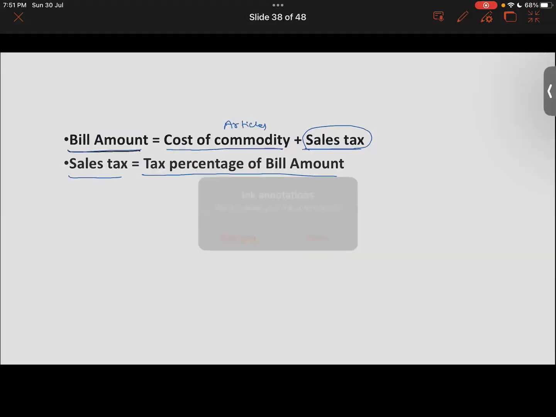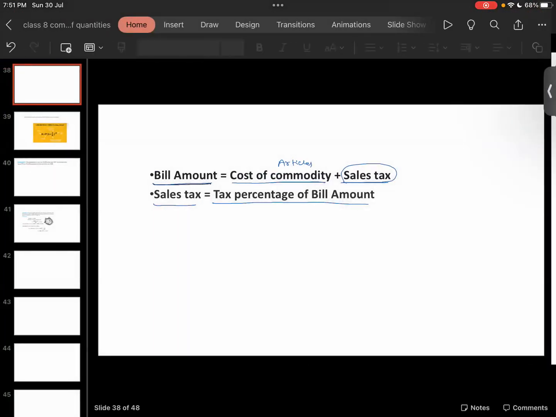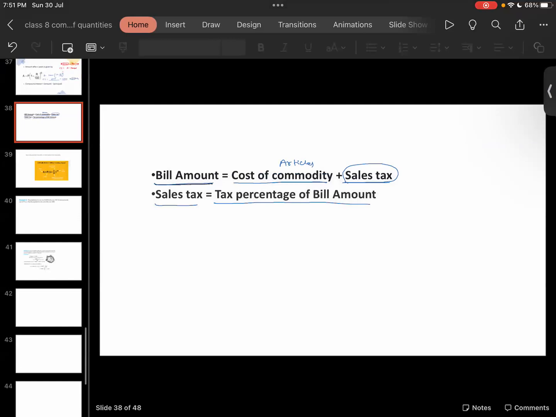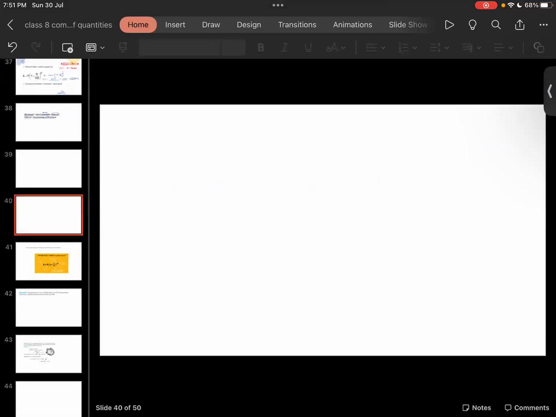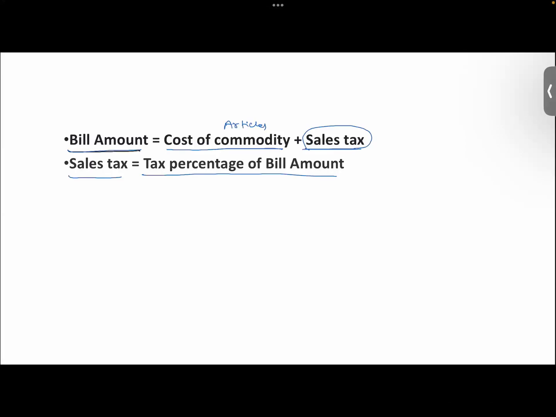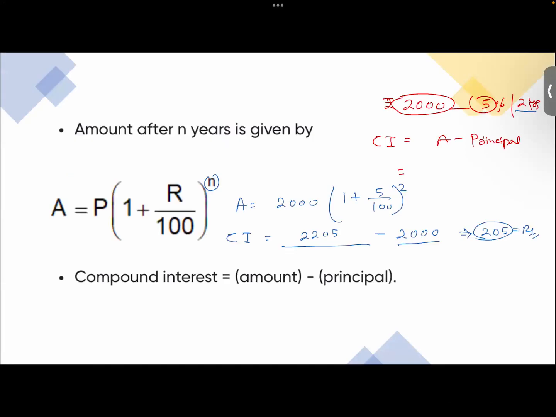Let me add one more page here because the page isn't sufficient. So far we were talking about the amount when the rate of interest was the same for the years. For example, here the time period was 2 years, and for both the first year and second year, the interest was 5%. It was not changing.